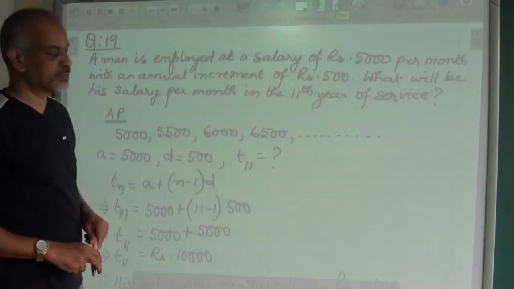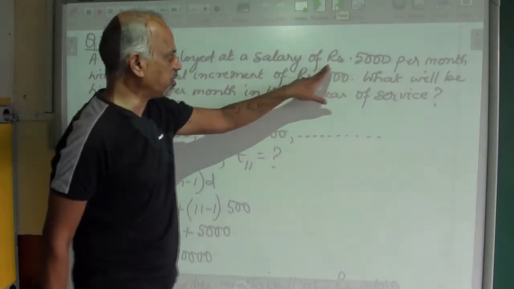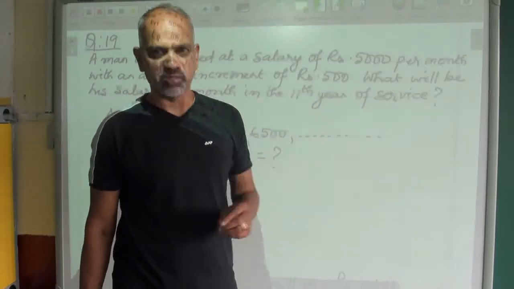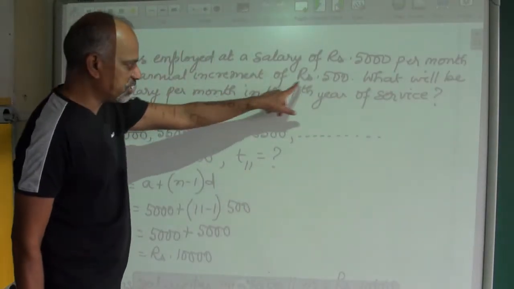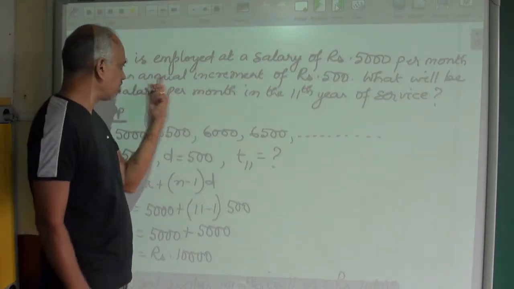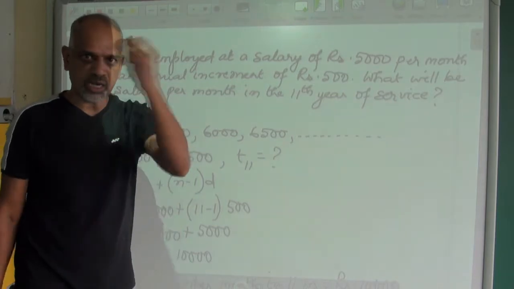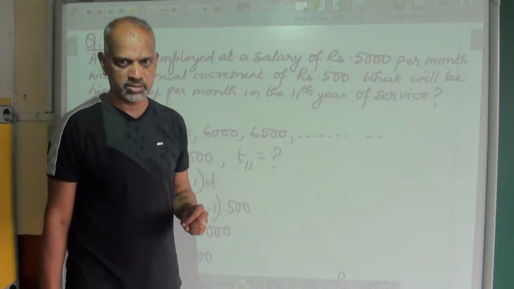Question number 19. A man is employed at a salary of rupees 5,000 per month. Every month he is going to get 5,000 rupees, with an annual increment of rupees 500. Annual means yearly. Every year, after 1 year, his salary is going to increase by 500 rupees.